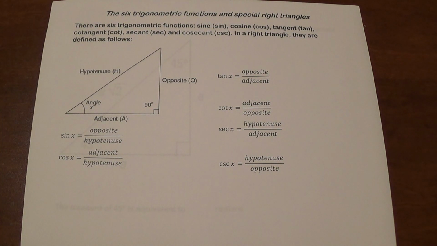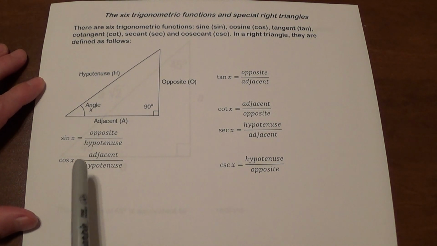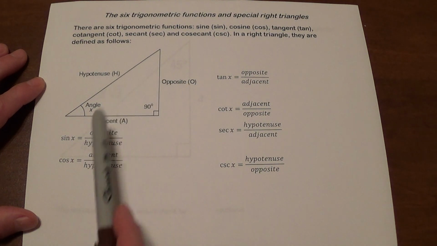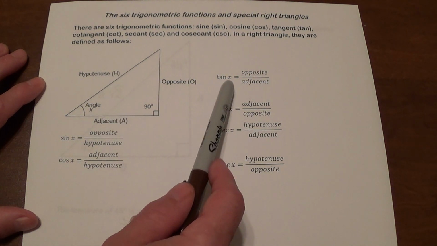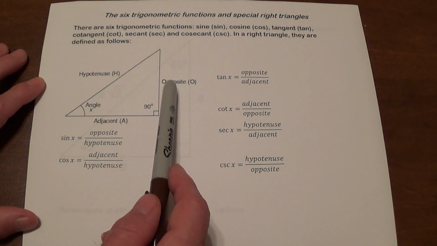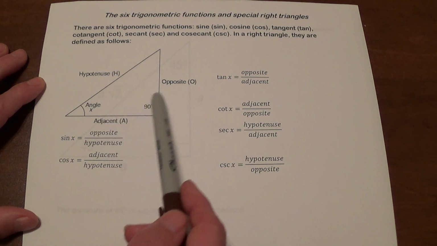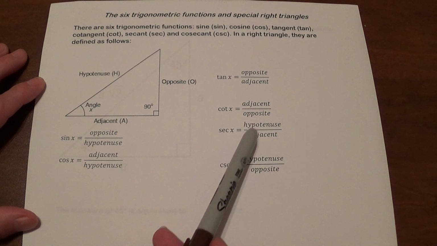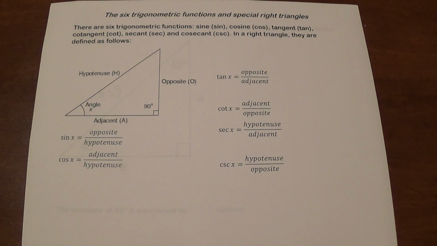I'm sure at this point you know about sine, cosine, and tangent from your geometry classes. So sine is opposite over hypotenuse, so this over this. Cosine is adjacent over hypotenuse, this over this. Tangent x is going to be opposite over adjacent, this over this. Cotangent is adjacent over opposite, so it's the reciprocal. Secant is the hypotenuse over adjacent, and cosecant is the hypotenuse over opposite.